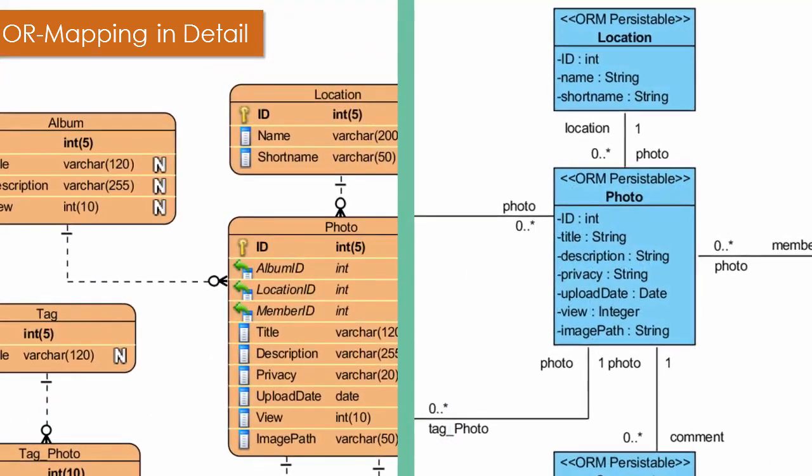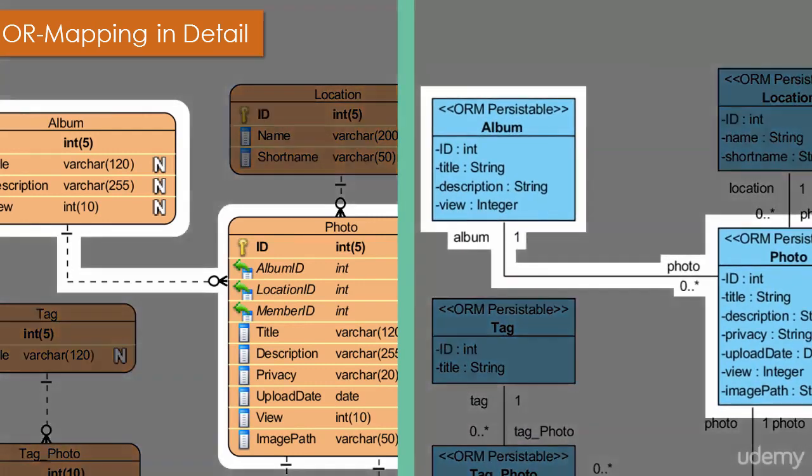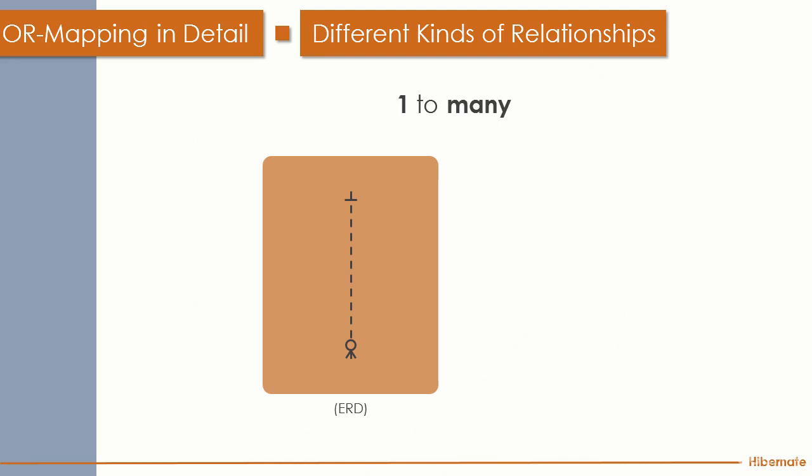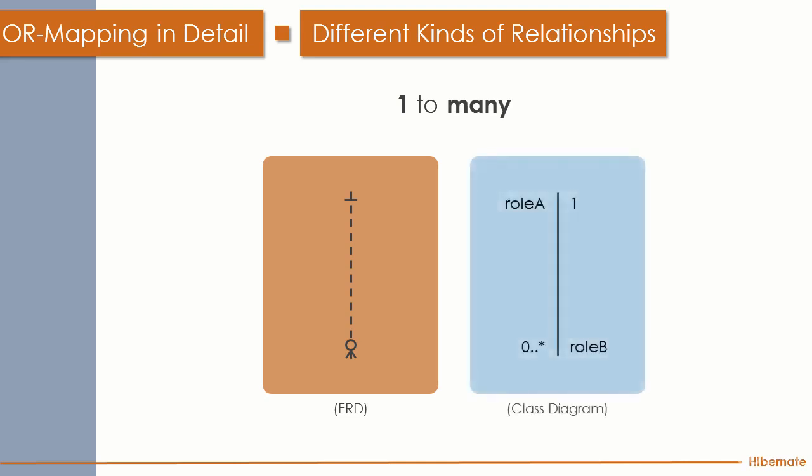We move to the relationship now. In the ERD, we have the relationship. When generating to the class diagram, we will have the association to correspond to the relationship. The foreign key relationship in the ERD has different relationship types. First, you have a one-to-many. Then when you generate to the class diagram, you will have the one to zero-to-many association.